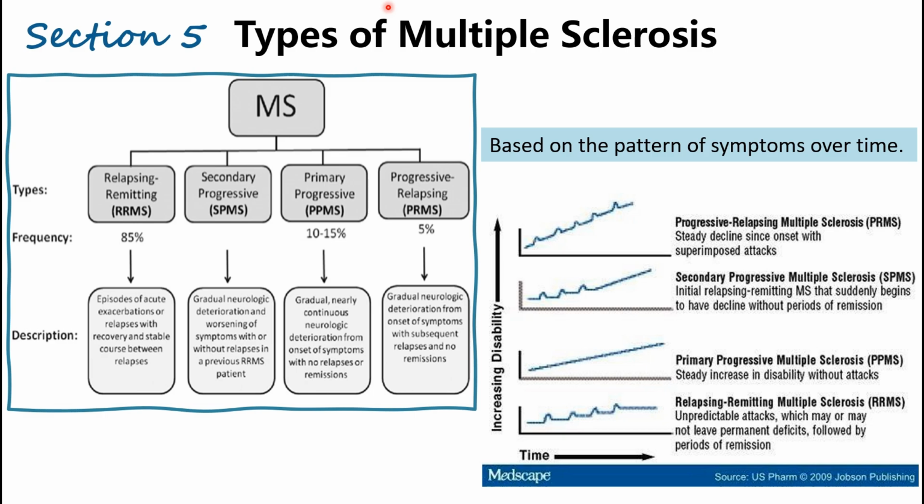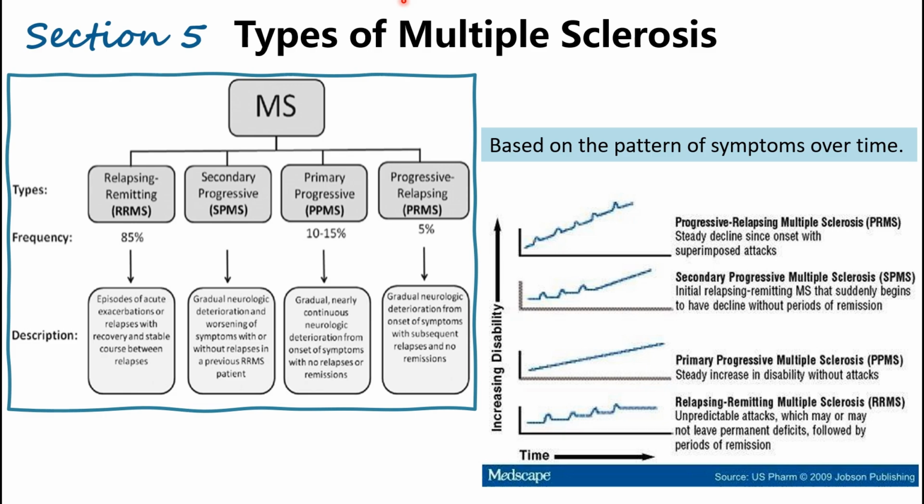The second type is called secondary progressive multiple sclerosis, or SPMS in short, which is this one. Looking at the graph, it is initially pretty similar to RRMS, but over time the immune attacks become constant, which is a steady progression. So initially it's similar to RRMS and slowly it becomes consistent.